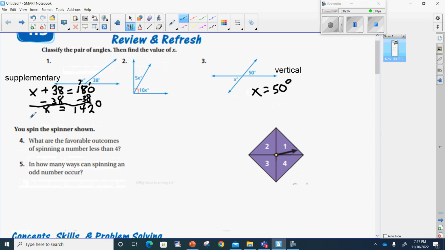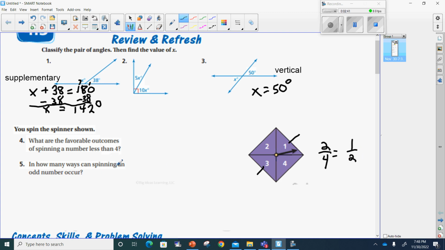We're going to number 5. Use the spinner shown. In how many ways can spinning an odd number occur? All right. How many ways can spinning an odd number occur? Well, there's 2 odd numbers, 1 and 3. So how many ways can spinning an odd number occur? Well, that tells me 2 out of 4 times, which of course I would say is about half the time.